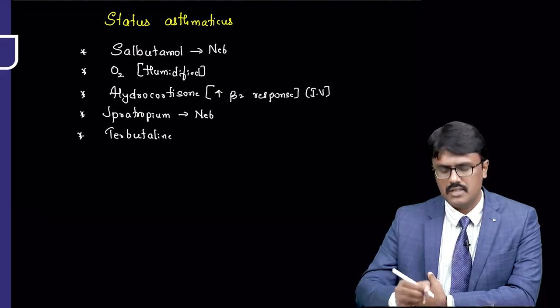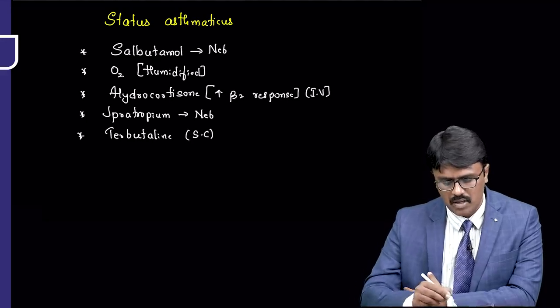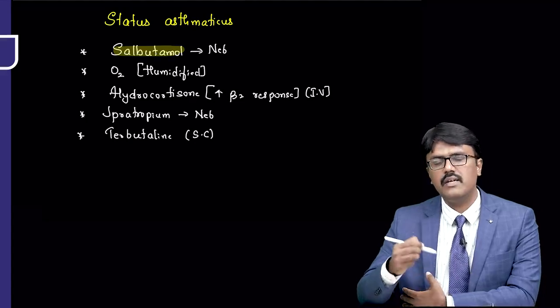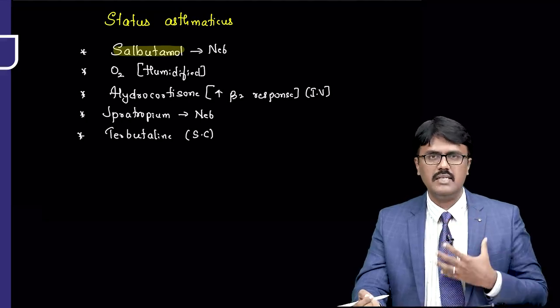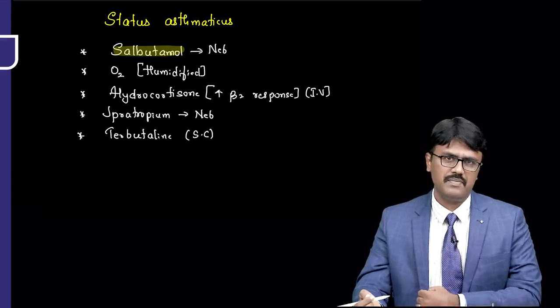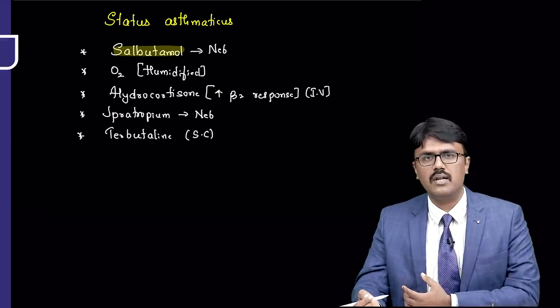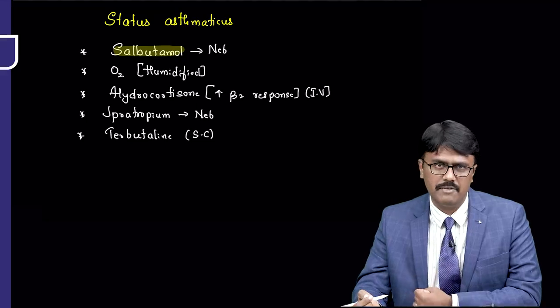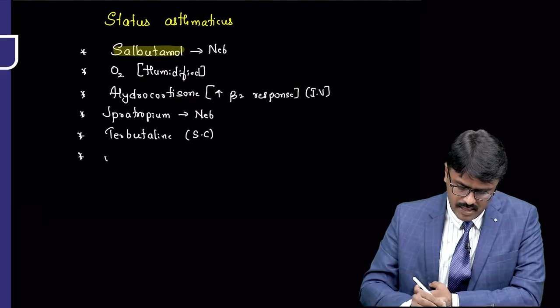Then sometimes we also add terbutaline. Now terbutaline is given by subcutaneous route. Sir, when we are given salbutamol by nebulization, why are we giving terbutaline? Reason is when we give nebulization, there is a chance that the drug may not reach the lower alveoli because of mucus everywhere. So that time bronchodilation will not occur. So what we gave is terbutaline, which can reach the lower alveoli. That's the reason. Along with that, we add antibiotics.